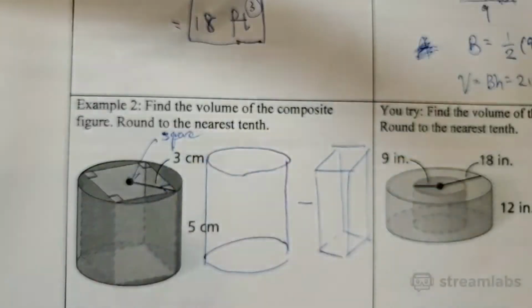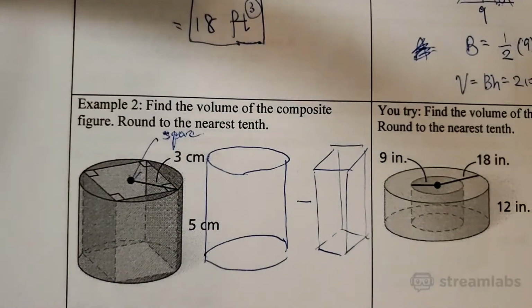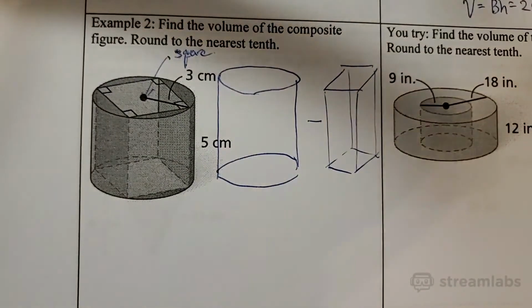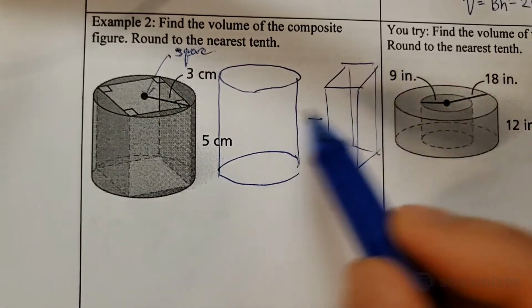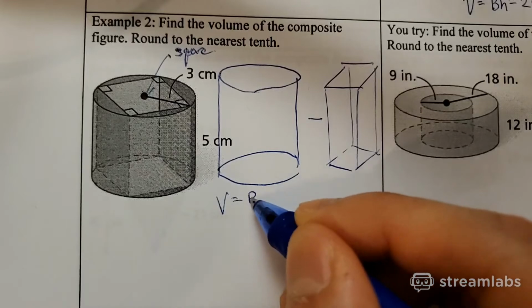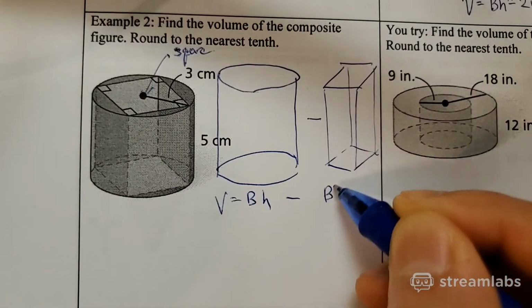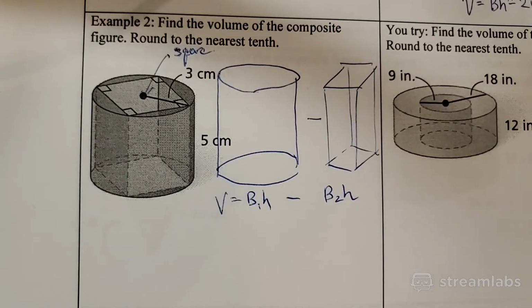Square. Okay. All right. You want to subtract that. Okay. All right. Moving down a little bit. So to find this, both of them are prisms, so it would make sense to make base times height minus base times height, right? Base 1 times height, base 2 times height, they have the same height, okay?